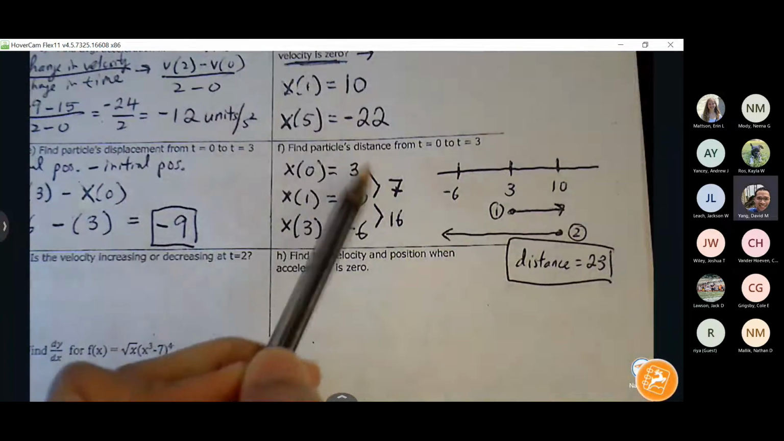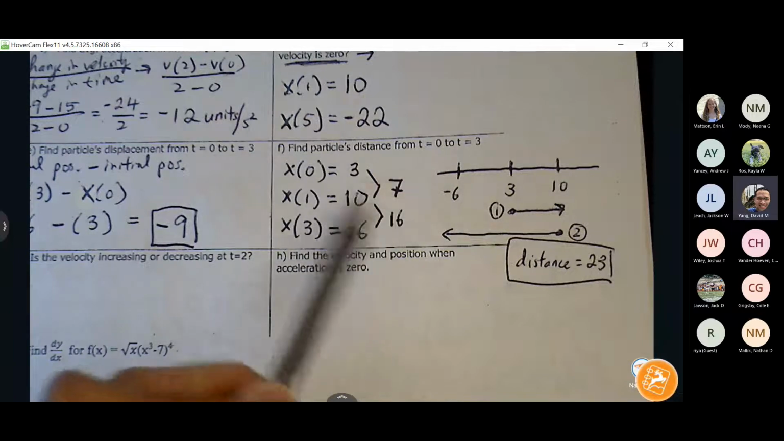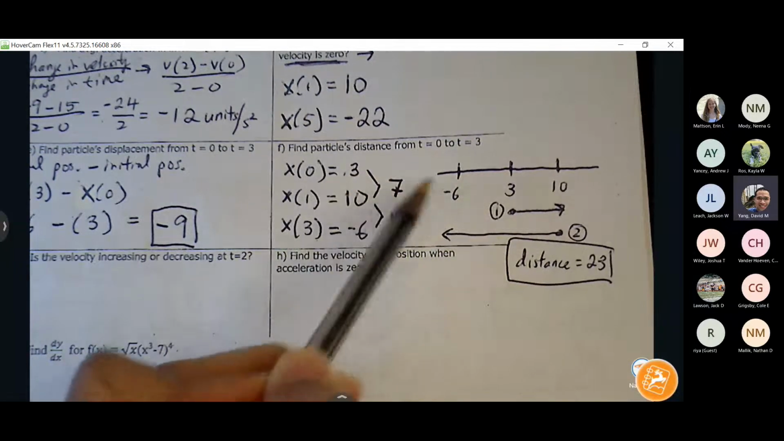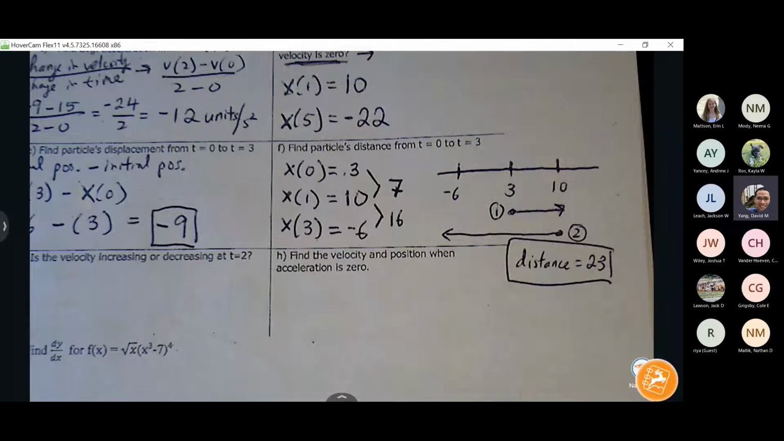I see students involving negative numbers. I see students trying to add all these numbers together. You just have to imagine yourself on a number line and you're just walking between those destinations.